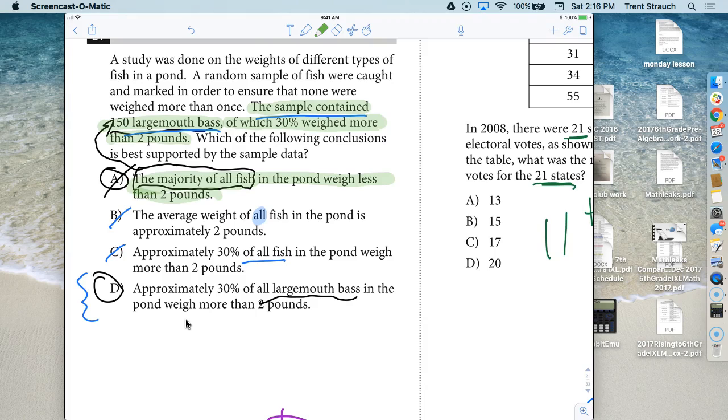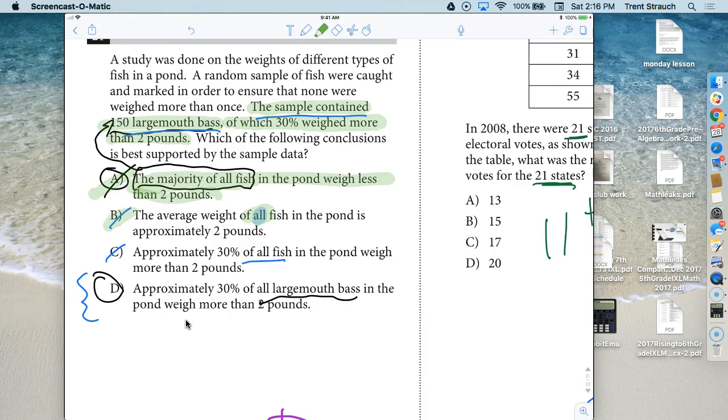Then the next one, it says that the average weight of all fish. Well, again, we're talking about a specific fish, not all fish. You agree with me on that? So that's why I could quickly knock out A and B.